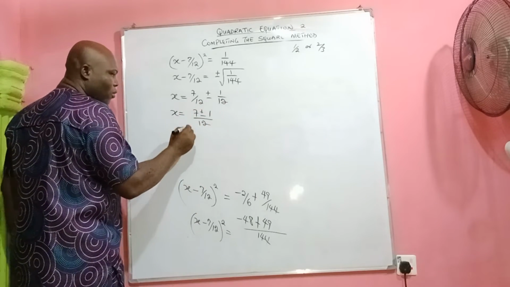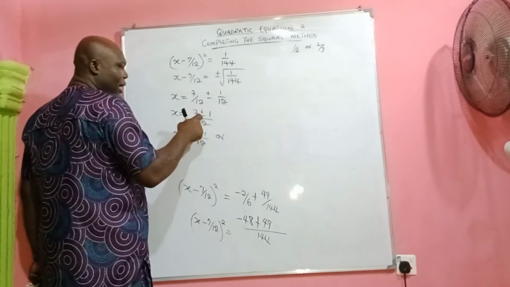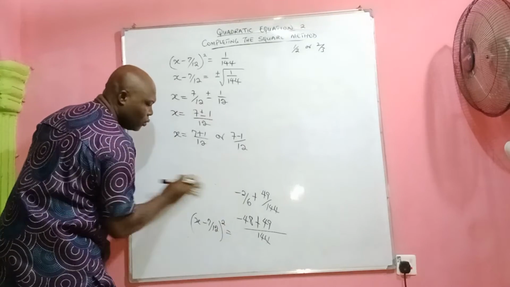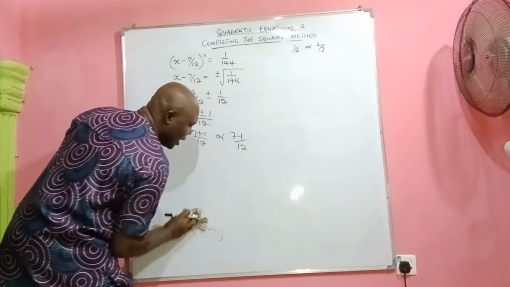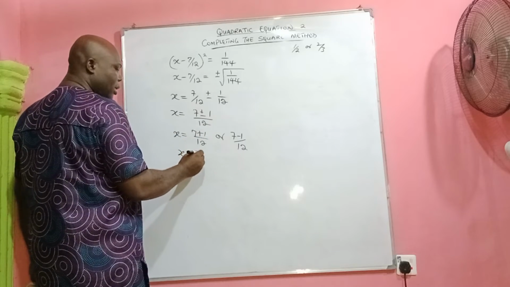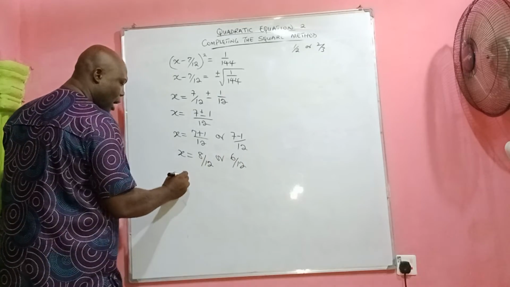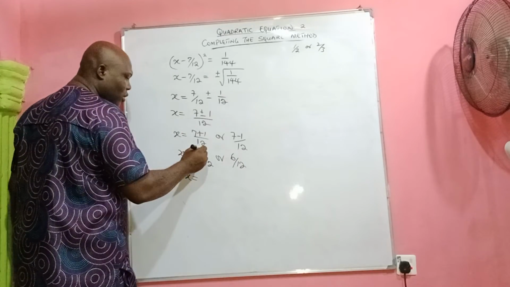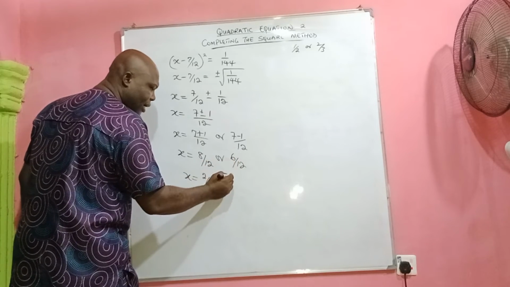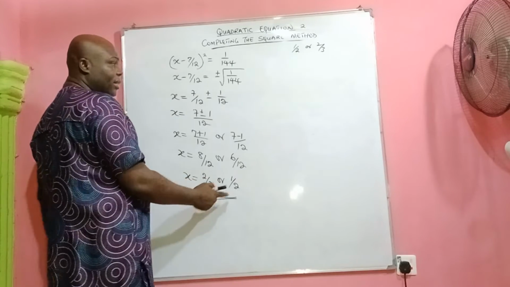So our x now will be equal to 7 plus 1 all over 12, or 7 minus 1 all over 12. Please take note of that. Our x will be equal to 7 plus 1 is 8 all over 12, or 7 minus 1 is 6 all over 12. We simplify the fraction: 4 here 2 times, 4 here 3. Here we simplify 6 here 1, 6 here 2. So therefore our roots of the equation are 2 over 3 and a half.